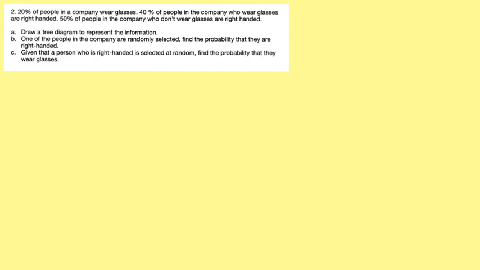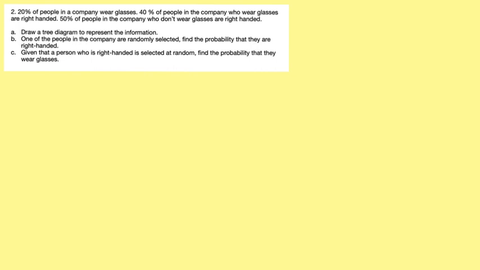Question 2. 20% of people in a company wear glasses. 40% of people in the company who wear glasses are right-handed. 50% of people in the company who don't wear glasses are right-handed. A. Draw a tree diagram to represent the information. B. One of the people in the company is randomly selected. Find the probability that they are right-handed. C. Given that a person who is right-handed is selected at random, find the probability that they wear glasses.